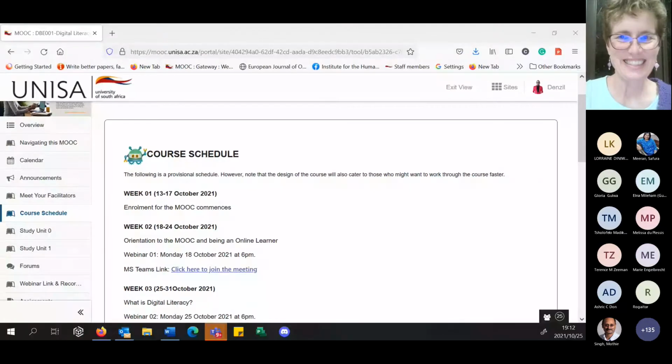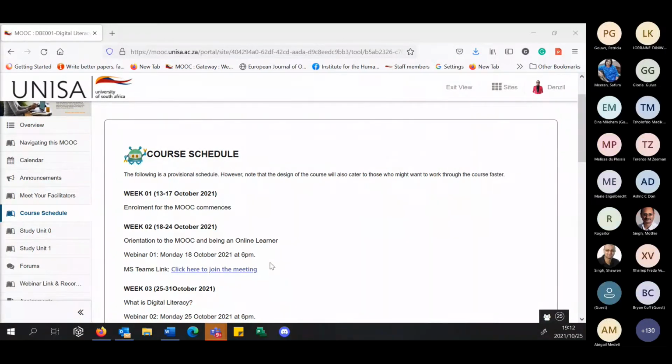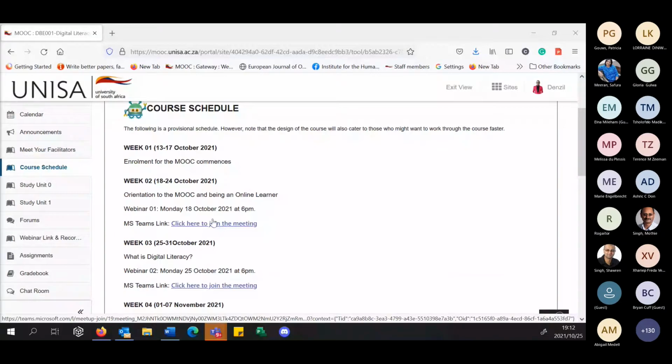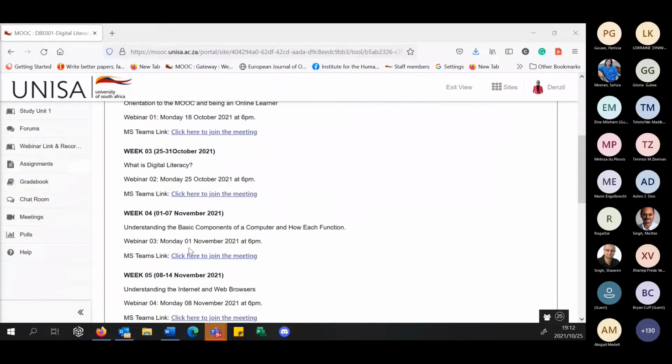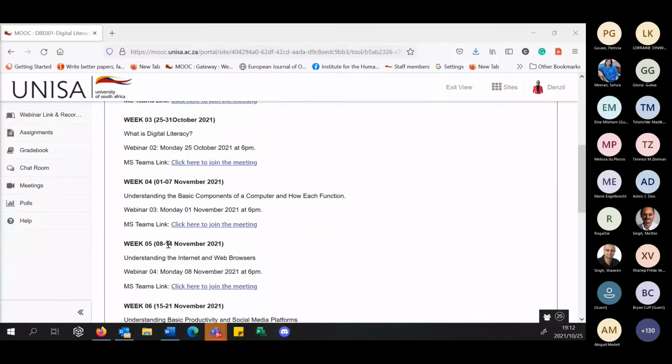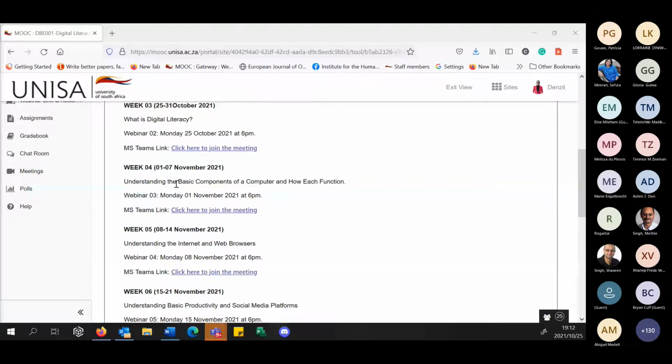Colleagues, you'll see that we already have a course schedule, so there's already a clear outline. I don't think you'll have seen this on the side. If you click on course schedule, it will immediately give you week 1, enrollments and commencements. Last week we had the MOOC and being an online learning. This week is what is digital literacy. Next week is understanding the basic components of a computer and how each functions.